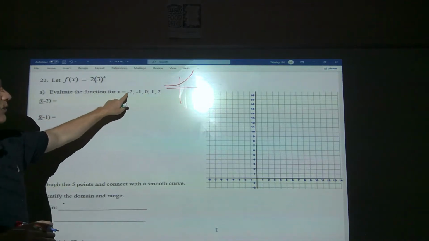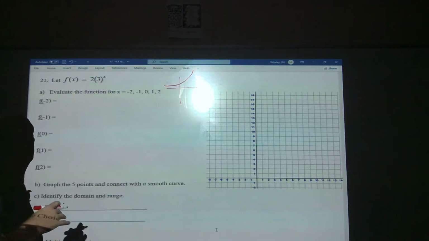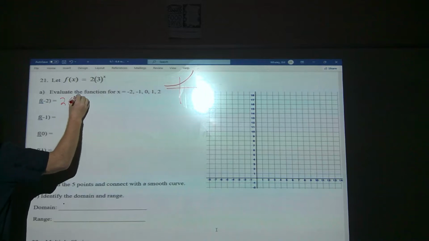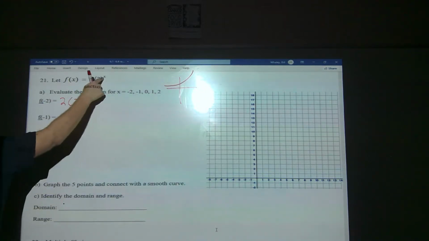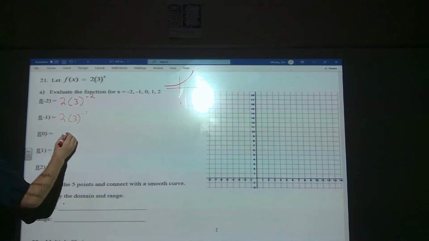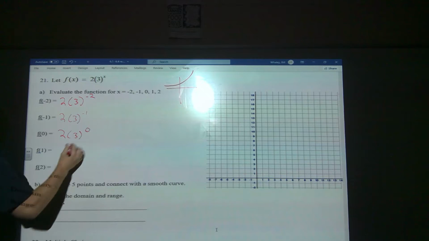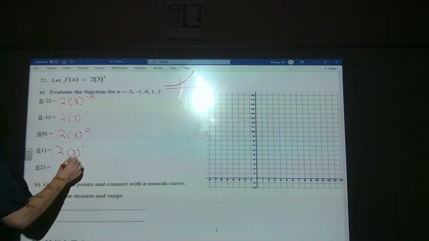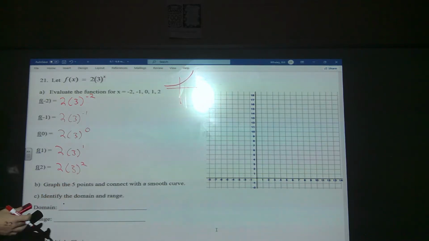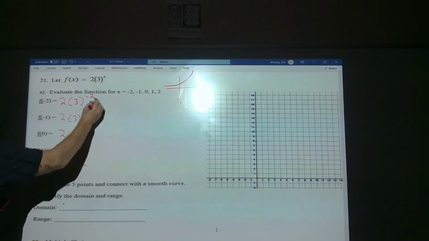Evaluate the function for x equals -2, -1, 0, 1, and 2. So when you're going to go through and do this, you're just going to have to plug them in. You plug in -2 for x, so this would be 2 times 3 to the -2nd. -1 for x, this would be 2 times 3 to the -1st. F of 0, 2 times 3 to the 0, 2 times 3 to the 1st, and then 2 times 3 to the 2nd.